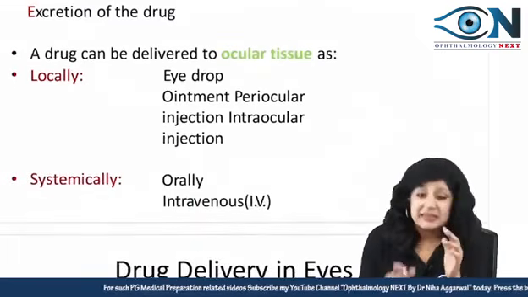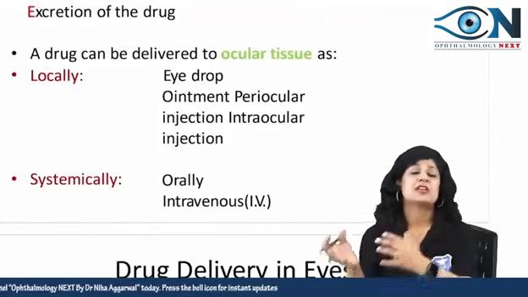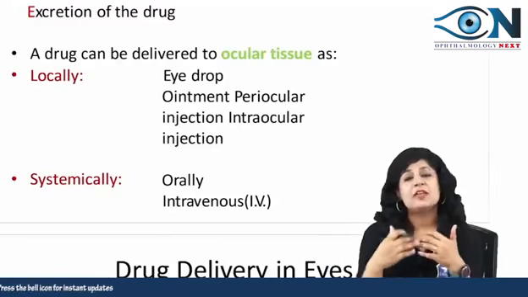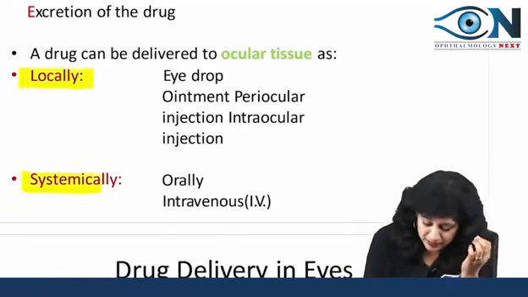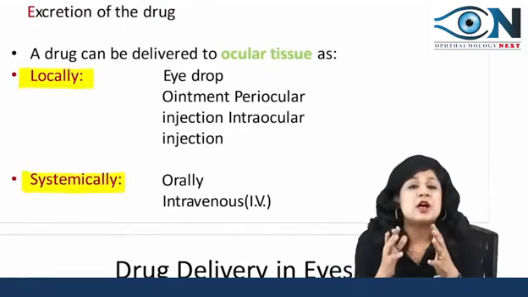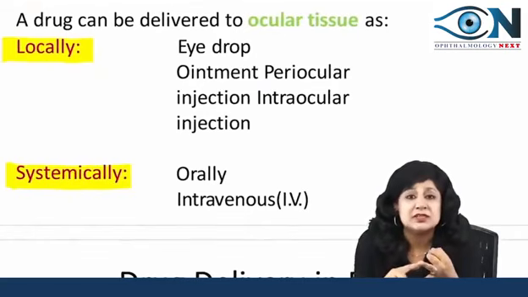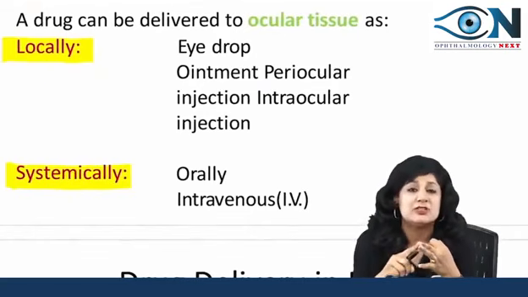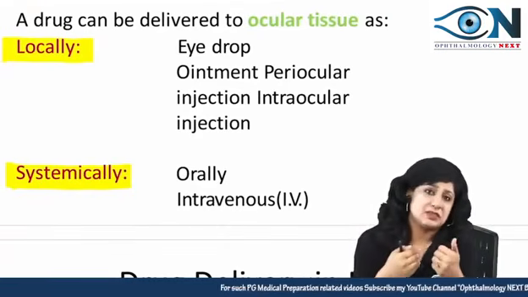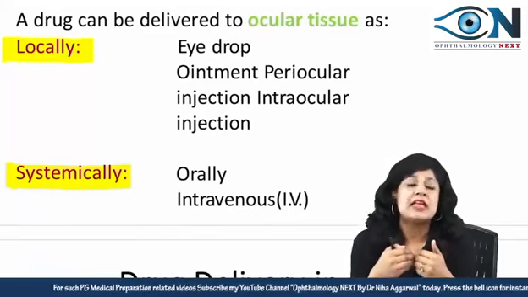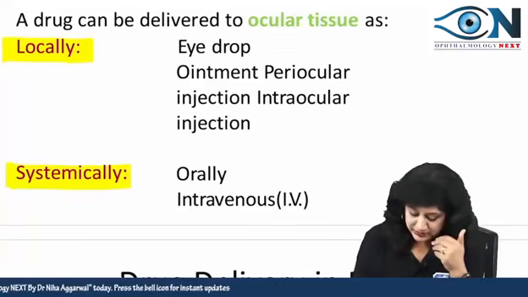Now a drug can be delivered to the ocular tissue. Let's talk about these drugs in terms of the eye. When I am giving a drug to the eye, I can give it locally or systemically. Locally, you know the eye drops, the ointments, and the injections: periocular injections, intravitreal injections, intracameral injections. Systemically, the drug is given either orally or by the IV route, right? So these are the different things.